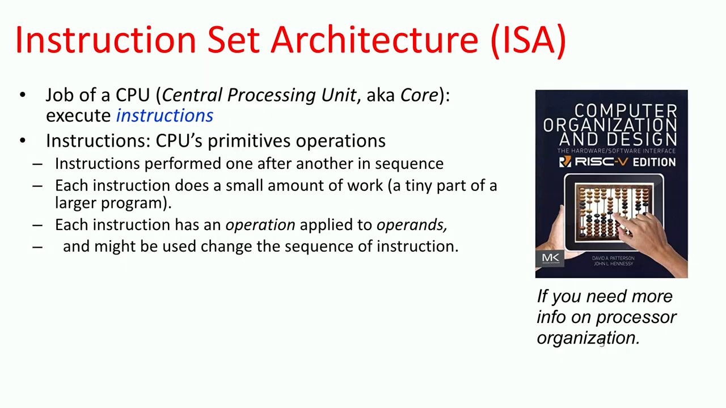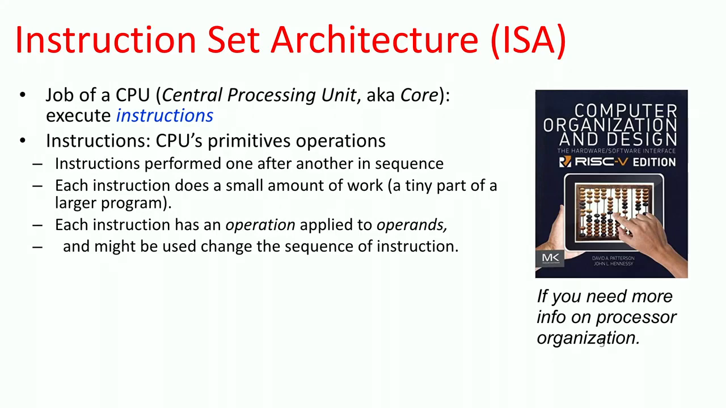Okay, so the instructions are the CPU's primitive operations. They're performed on simple processors one after another in sequence. On more complicated processors of the type that you would learn about in CS 152 if you take that class, we can execute more than one instruction at a time. We can start more than one instruction at a time.